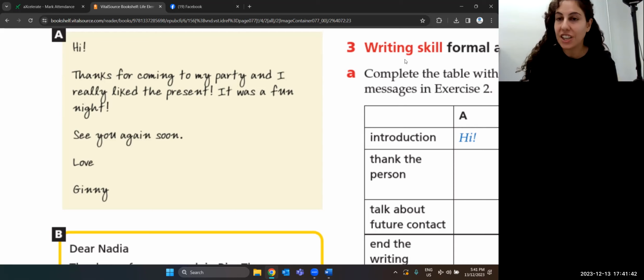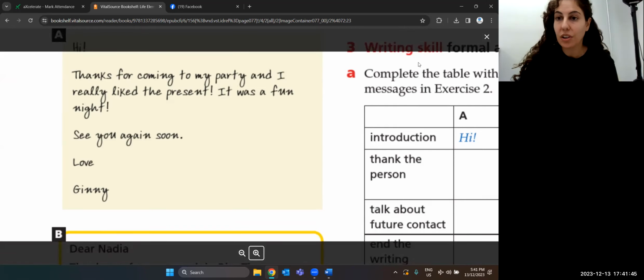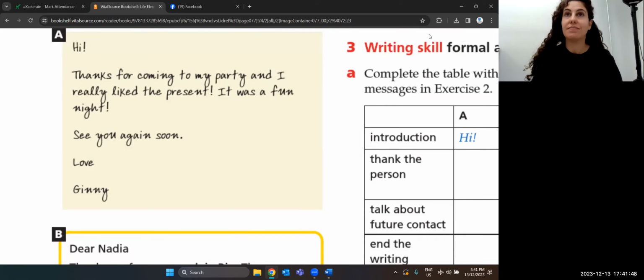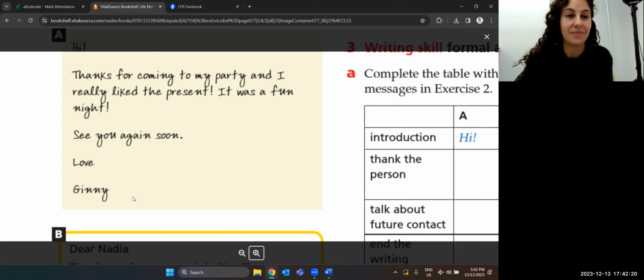So why did Ginny write this email or letter to say thank you? Why? Yeah, so because she had friends that came to her party and gave her presents. Yeah. So Ginny had a birthday party and she received gifts. So she wants to tell the people, thank you for coming to my birthday party. Thank you for giving me a gift. So that's why Ginny wrote this letter.